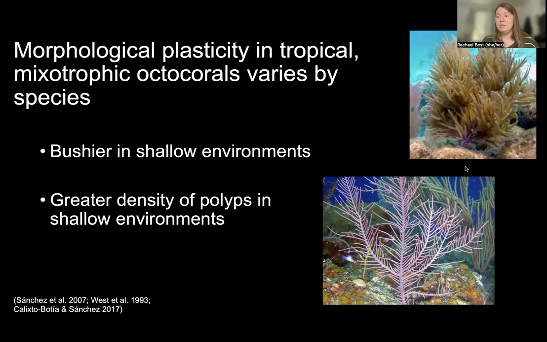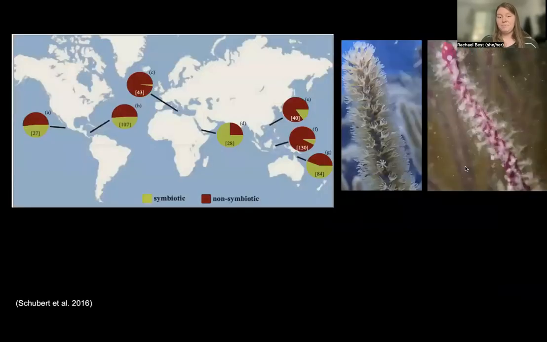So as an example, this top photo here is showing a species of Antillogorgia in a shallow environment. So you can see the high density of branches as compared to this bottom photo, which is the same species, but located in a deep environment. And so phenotypic plasticity has been looked at in these mixotrophic tropical octocorals. But what about in species that do not photosynthesize?